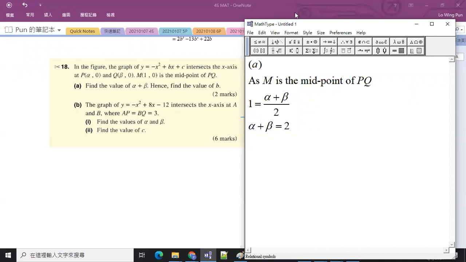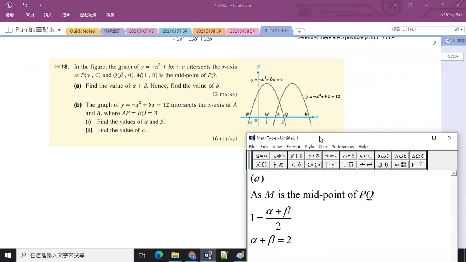得唔得？呢個係因為佢係中間點，我用佢第3點嘅坐標列一條式出嚟，頭尾兩點嘅 x 坐標加埋除2，就係中間點嘅 x 坐標。OK，咁所以 alpha plus beta and then divided by 2 is equal to 1. So we can easily find that alpha plus beta is equal to 2. Alright, and hence find the value of B.